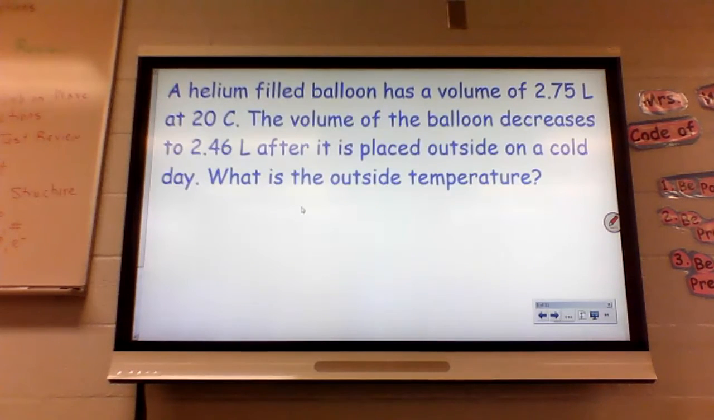Whenever we convert, do we have to convert it back to Celsius? In that question, does it say the temperature in Celsius? I wouldn't convert it back, I'd leave it in Kelvin, unless it said, what's the temperature in Celsius?